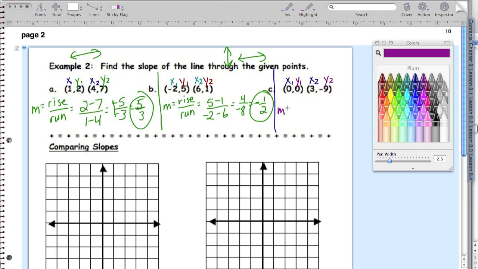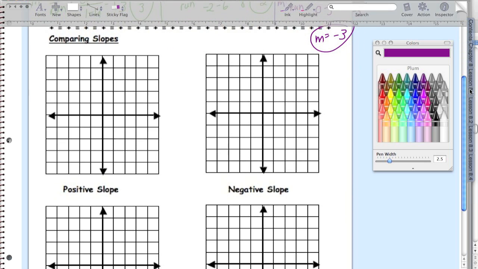All right. Slope is equal to rise over run. Rise, I'm going to subtract the y value, 0 minus -9. Run, I'm going to subtract the x value, 0 minus 3. 0 minus the negative is really plus the positive, so I get 9. And 0 minus 3 is really -3. So my slope here is -3. Nice job.